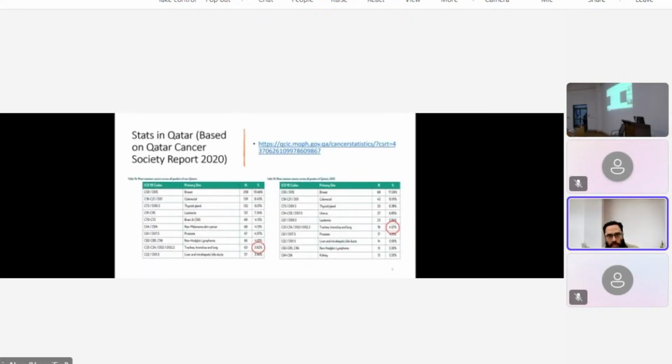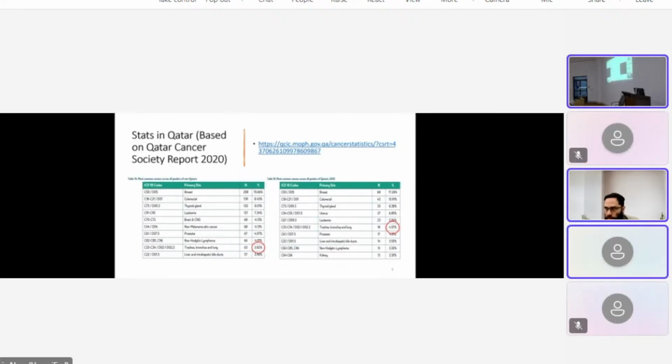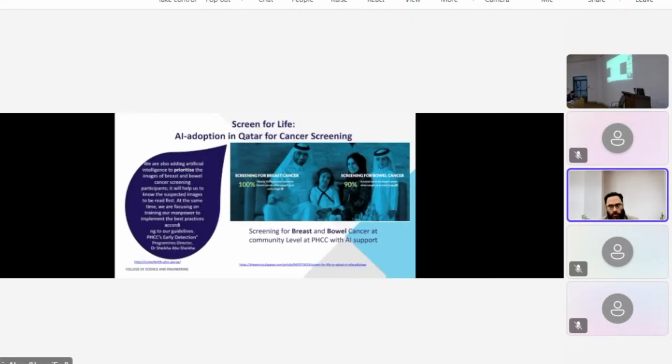This is the overall stats of the prevalence of cancer patients in Qatar. You can see more than 15% of female patients have breast cancer. For males, colorectal cancer is the most prevalent one. And for other types of cancer, lung cancer is the most severe one. The survival rate of lung cancer patients is really low. It depends on the staging from stage 1 to 4. It may vary from 1 year up to a maximum of 3 years.